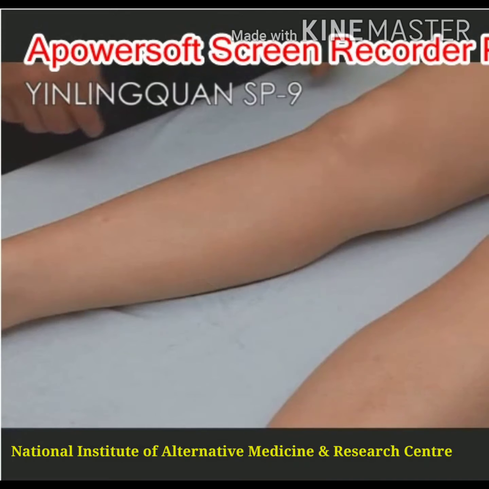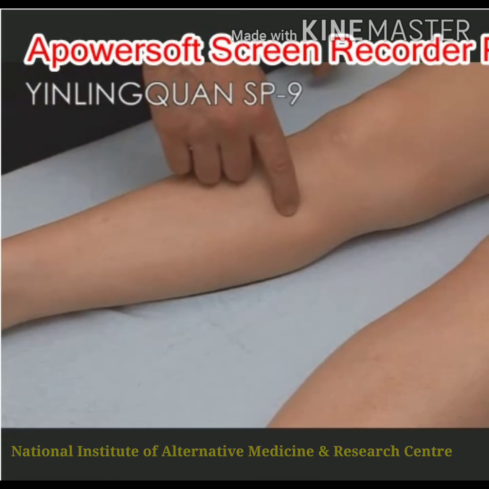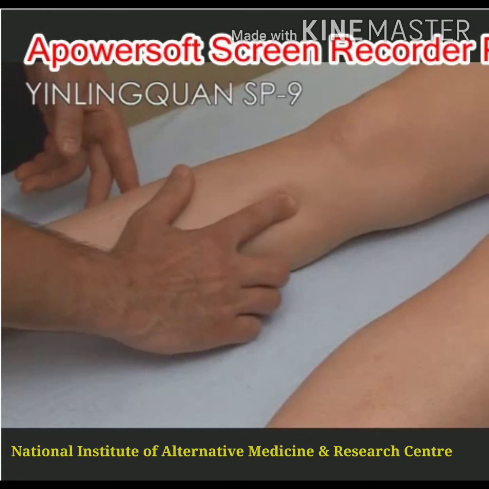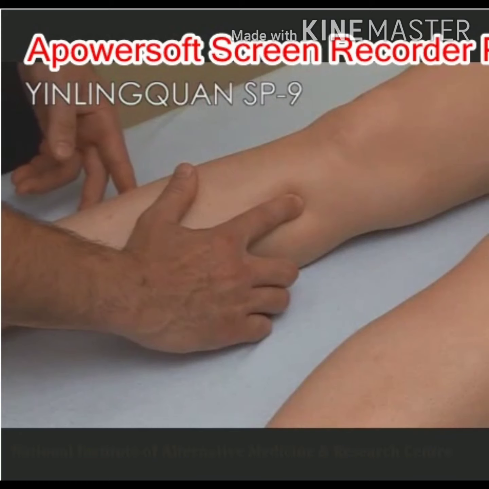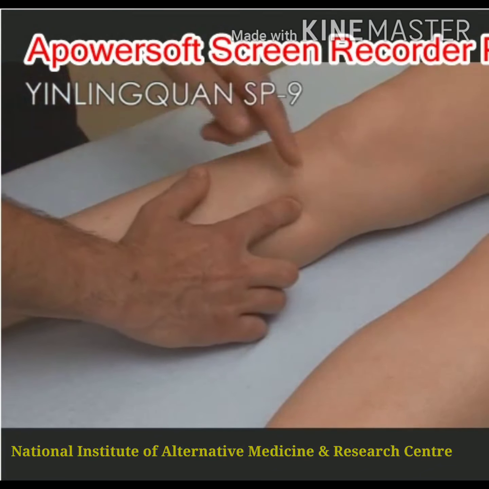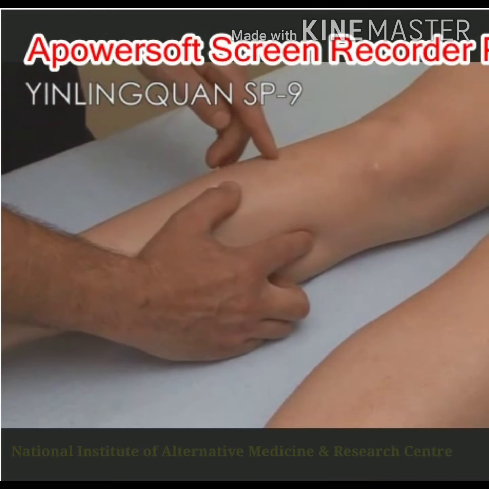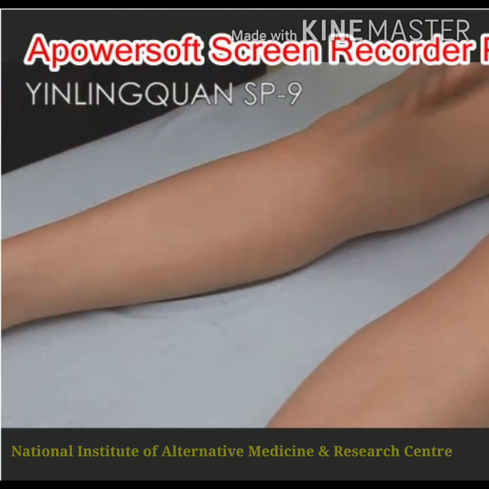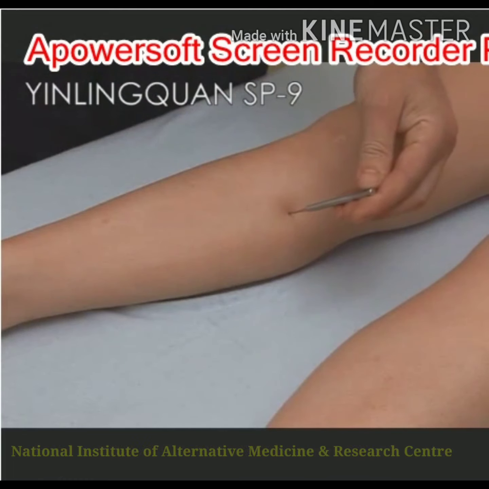Yinlingquan, spleen 9, is located on the medial side of the lower leg in a depression in the angle formed by the medial condyle of the tibia and the posterior border of the tibia. 1. Run the finger in the groove posterior to the medial border of the tibia until it falls into the depression below the tibial condyle. 2. This point lies at the same level as Yanglingquan, gallbladder 34. Perpendicular insertion 1 to 1.5 cun.